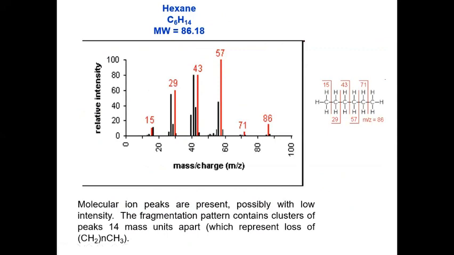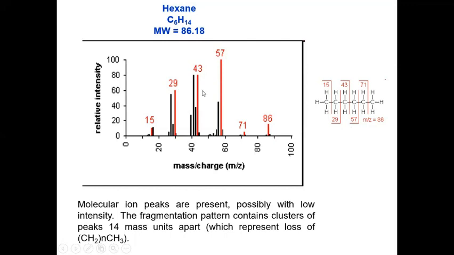This is a mass spectrum for hexane. This is the molecular structure, and there are different ways by which hexane can be fragmented. If there is fragmentation at this position, we will get a peak at 71, and at 86 we will get the molecular ion peak. And if there is fragmentation here, we will get a fragment of mass 57 and 43.